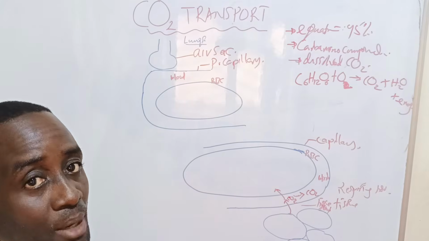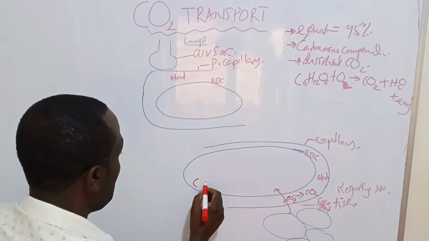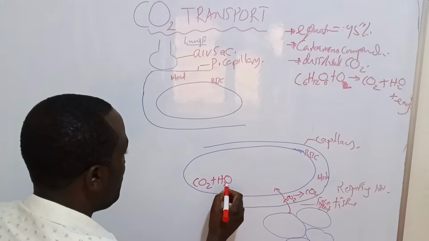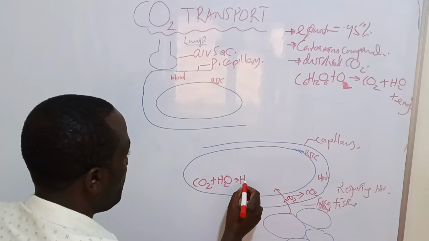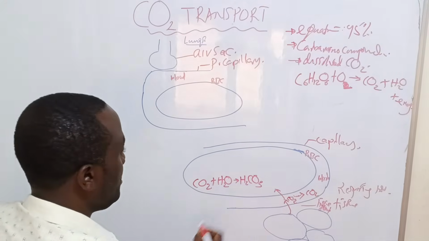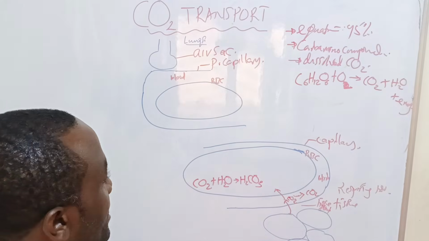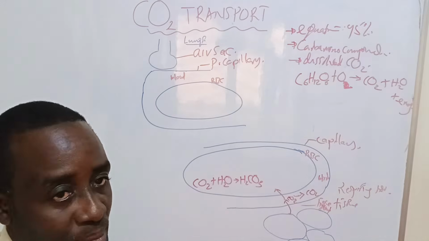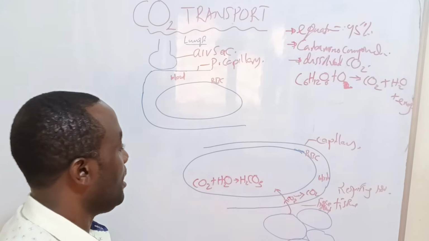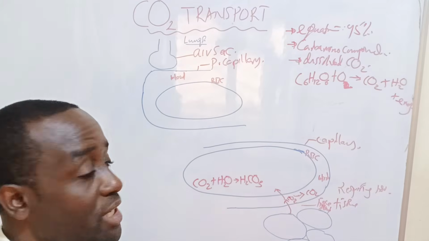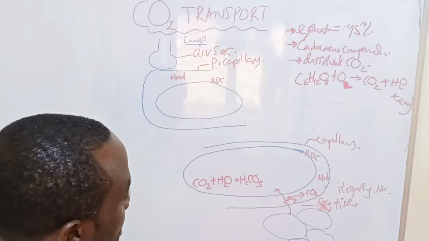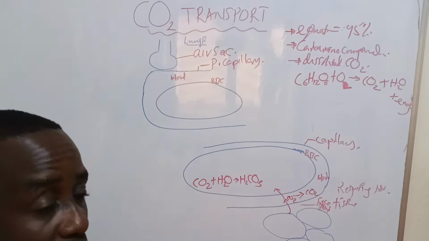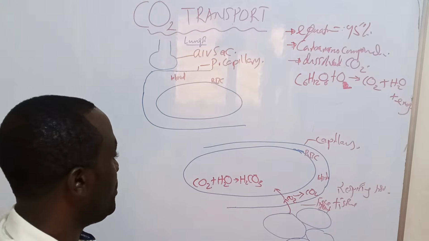There is an enzyme, carbonic anhydrase, which catalyzes the reaction between carbon dioxide and water to form carbonic acid. Now this reaction can occur without the enzyme, but the enzyme catalyzes or speeds up the rate of this reaction to meet the economic needs of the body, because time is also an important factor in metabolism.